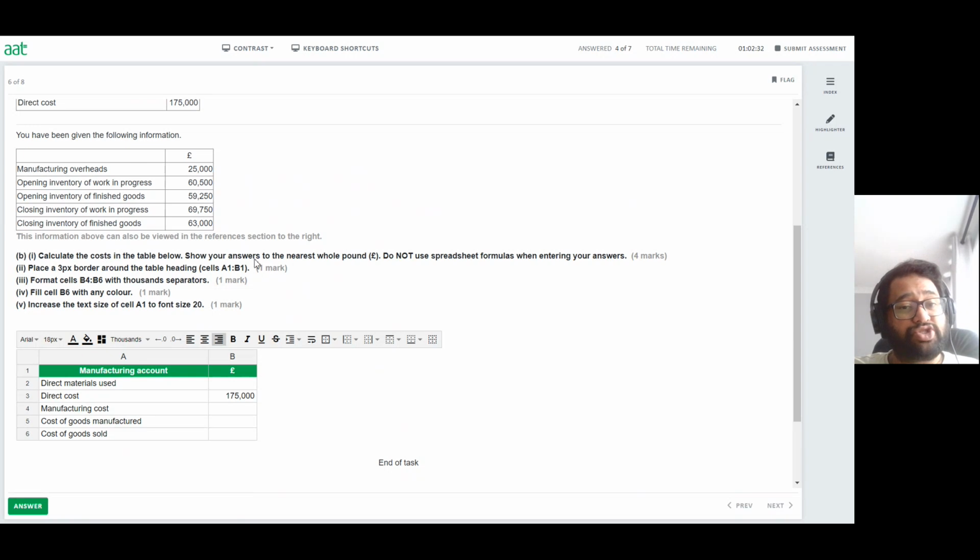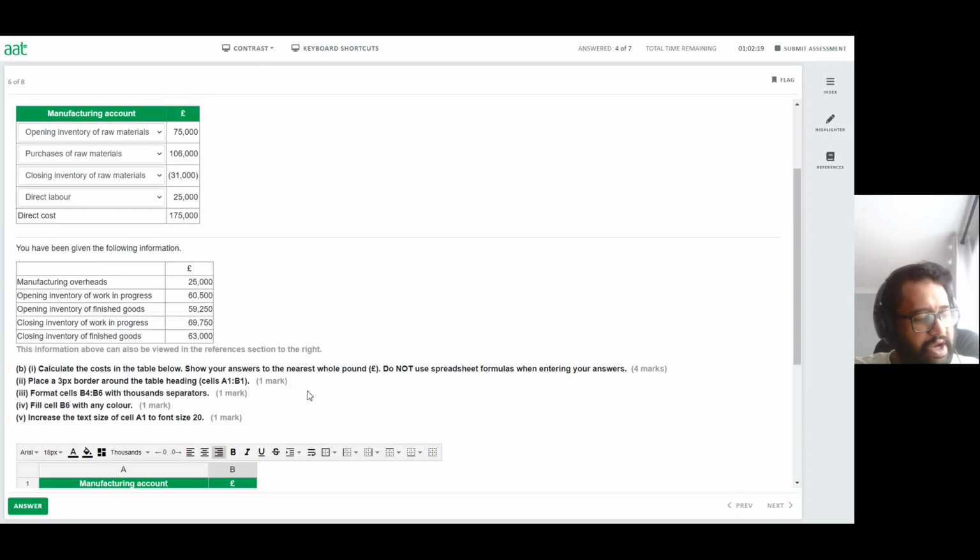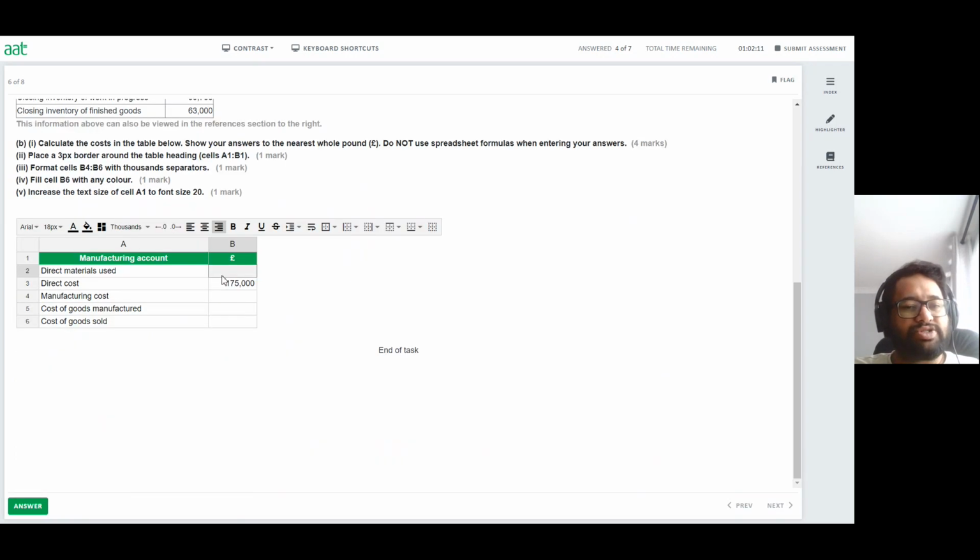Calculate the cost in the table below. Show your answer to the nearest pound. Do not use spreadsheet formulas when entering the answers. Thank God for that. We just have to fill in the box there. You don't have to do a formula. So here, the amount, when we calculate it, is £75,000 plus £106,000 minus £31,000. That gives you £150,000 as my answer here. So I put all of those amounts there, and then they ask you to find what is your manufacturing cost.